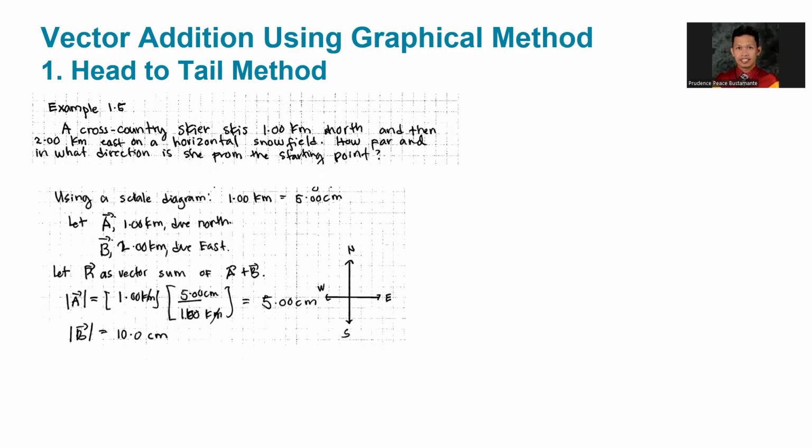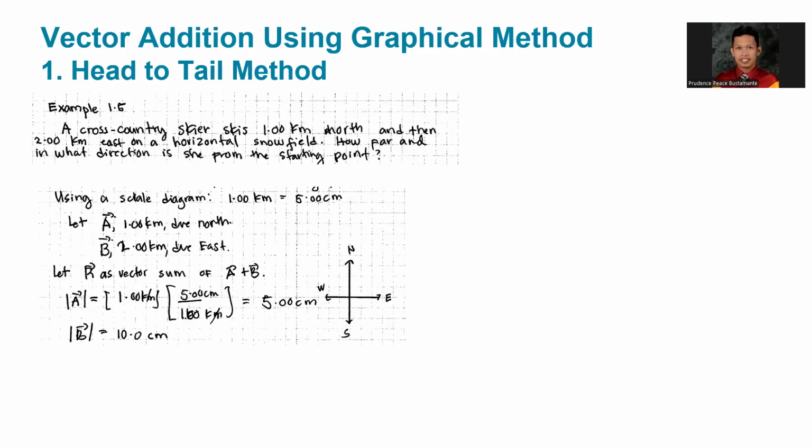Okay. So since we're dealing here with kilometers, 1 kilometer will not fit on our paper when we graph it. So what we're going to do is use a scale diagram. Okay, we're going to use a scale diagram. So we're going to scale the 1 kilometer. This is now equal to about 5.0 centimeters.